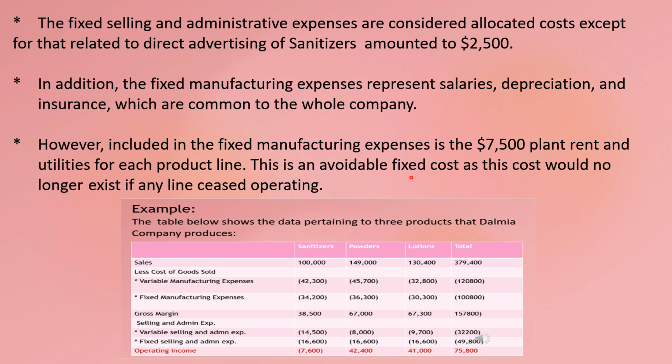Now, this is an avoidable fixed cost, as this cost would no longer exist if any line ceased operating. Ceased means stopped. Suppose you discontinue that product, then this 7,500 is what you're going to save. If you discontinue sanitizers, this 2,500 is what you're going to save. The rest of the cost will continue to be incurred, so they are all irrelevant costs.